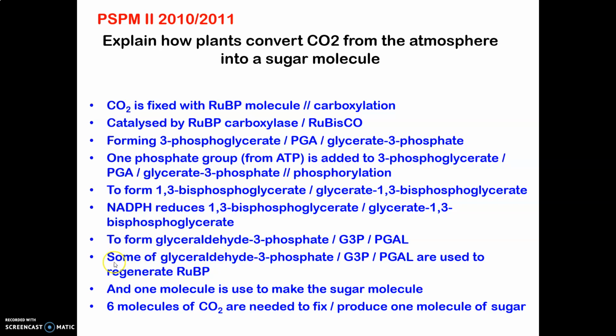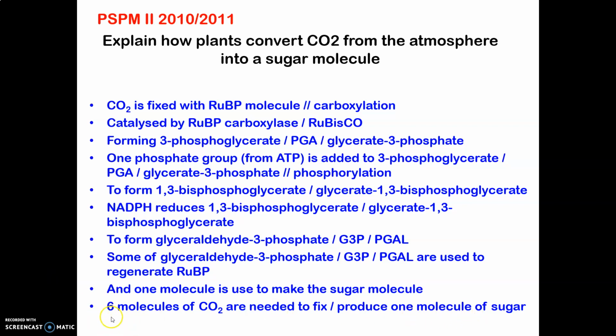You tukar kat sini 5. 5 of the glyceraldehyde 3-phosphate are used to regenerate RuBP, and then 1 molecule of glyceraldehyde 3-phosphate is used to make sugar molecule. Then ayat last you kena cakap, in order to produce 1 molecule of sugar, which is glucose, 6 molecules of carbon dioxide are needed to fix. Means that tambah point last, 6 Calvin cycles are needed in order to produce 1 molecule of sugar.